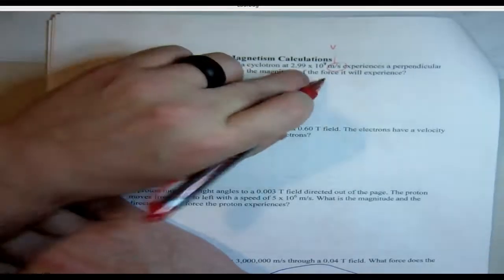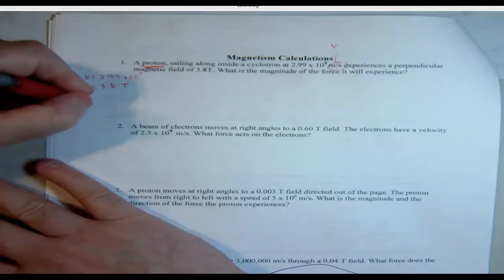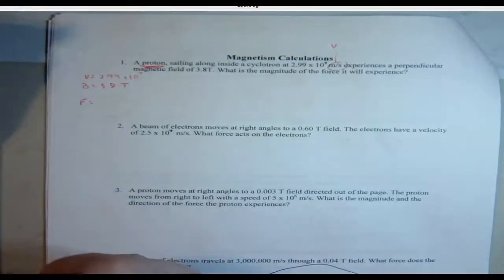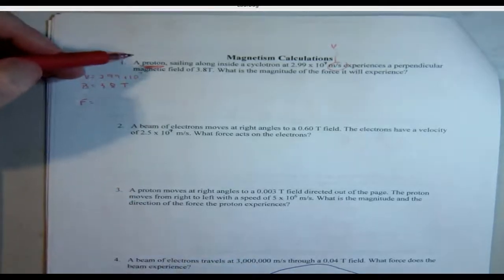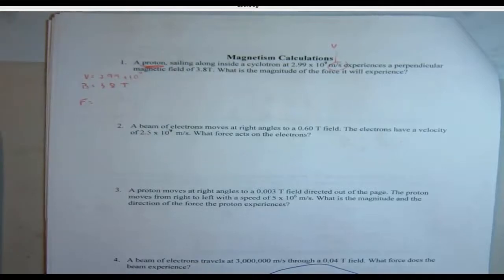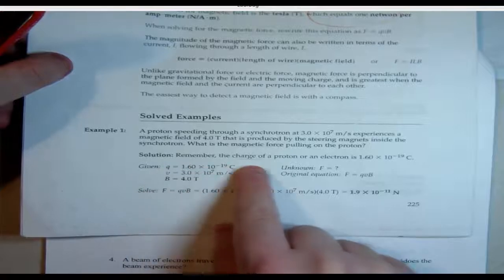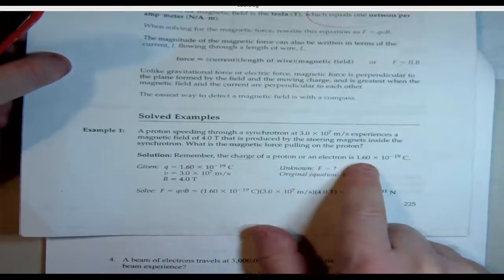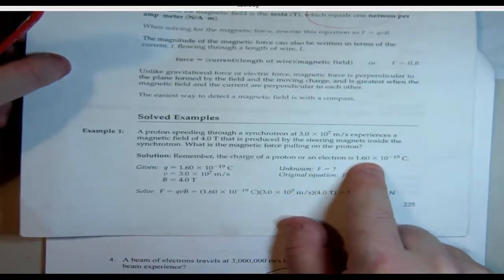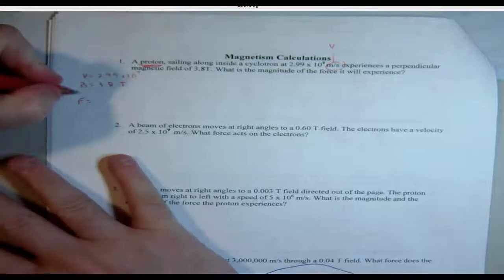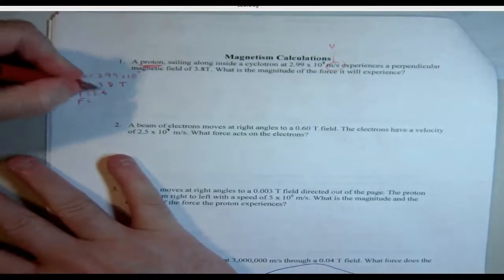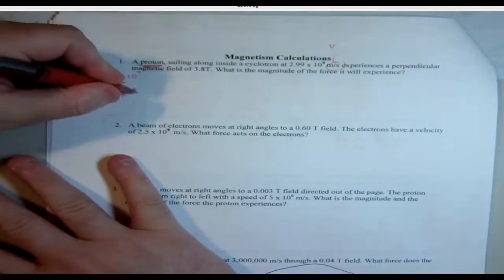I know we're trying to find force, so I'm going to leave a space and put force equals. And lastly, I see proton, and we know the charge of a proton. I look back a few pages. Remember, the charge of a proton or an electron is 1.6 times 10 to the minus 19. So our charge, which is Q, equals 1.6 times 10 to the minus 19.